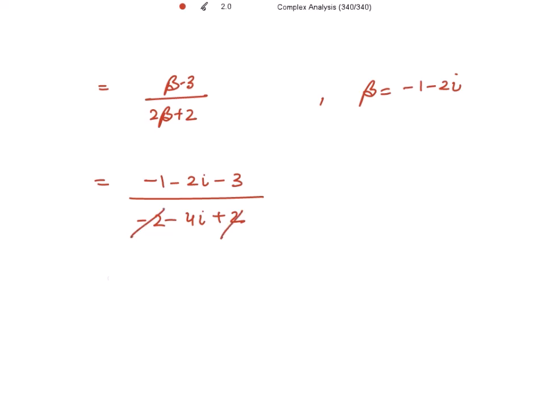So these two cancelled out. In the numerator, this is minus 1 minus 3, that is minus 4, minus 2 iota divided by minus 4 iota. Cancelling all the negative sign and also taking 2 common, we get 2 plus iota divided by 2 iota. So this is the residue we have calculated, and now applying the Cauchy's residue theorem to evaluate the given integral.